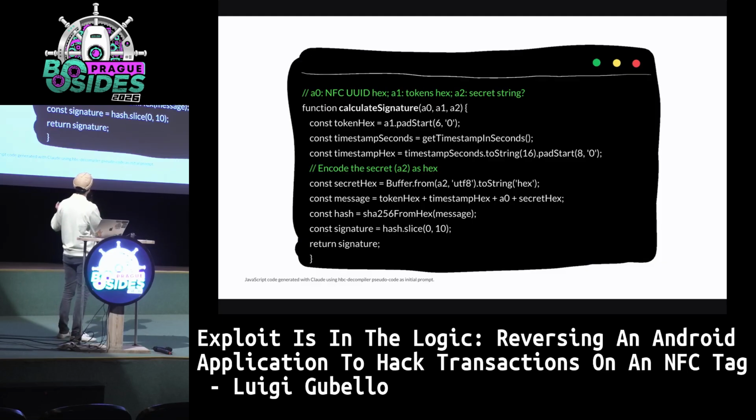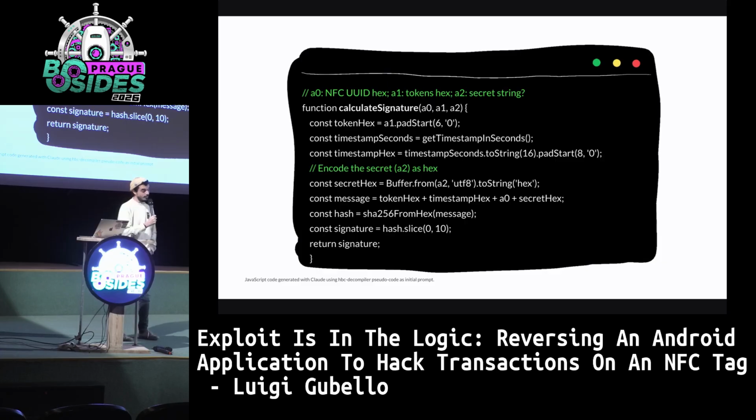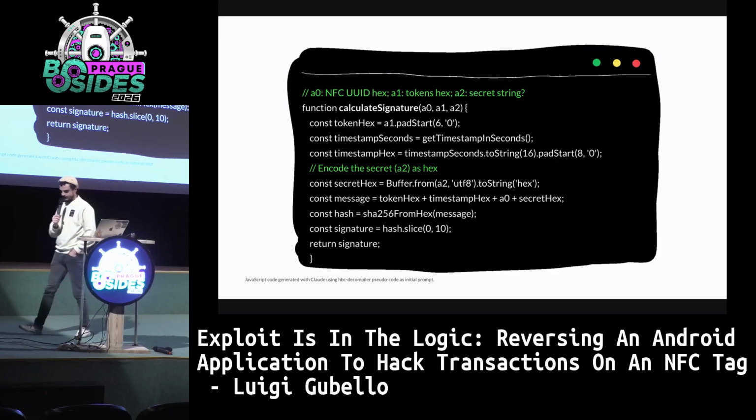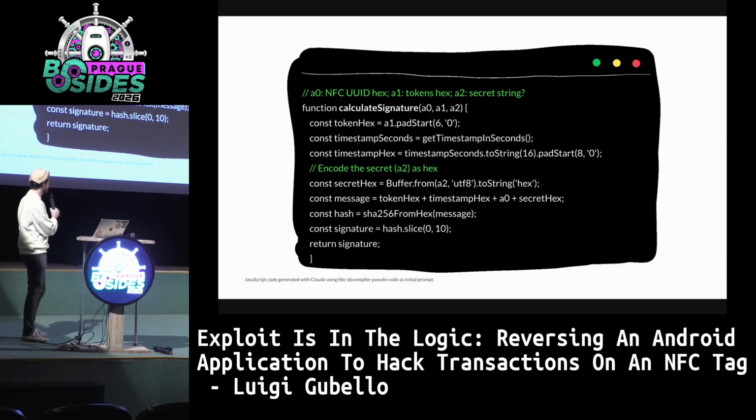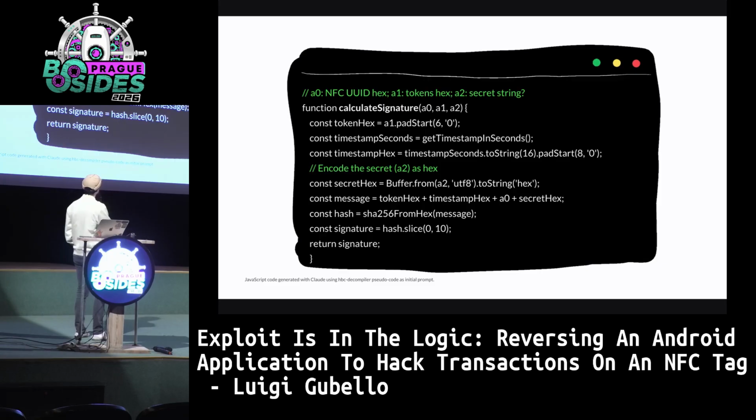Then it concatenates all the values: the token, the timestamp, the secret. It calculates a hash and returns it. So now we know how the signature works. This is how the application signs the transaction data, but we don't have the secret because it is dynamically injected, and apparently it was not in the Hermes code or in the application code base, or I was not able to find it. This means that we cannot easily break the signature.